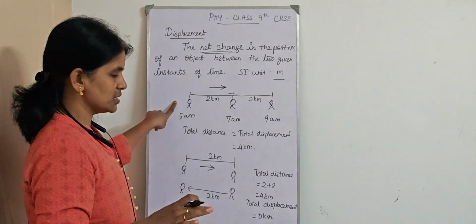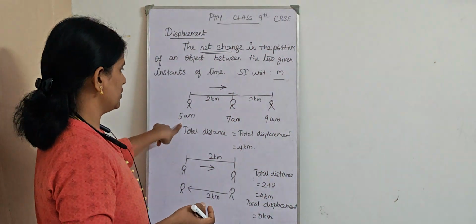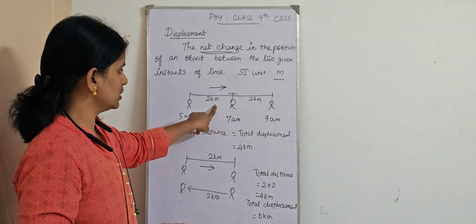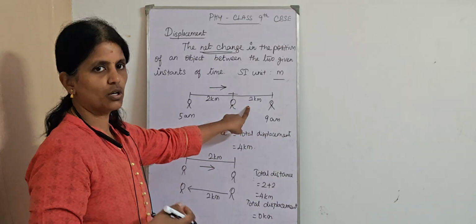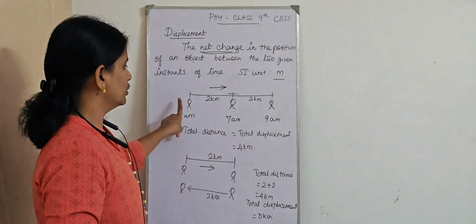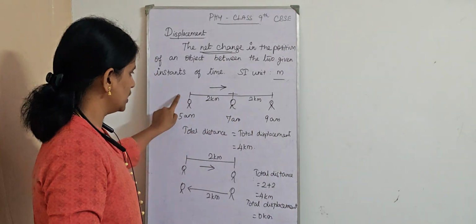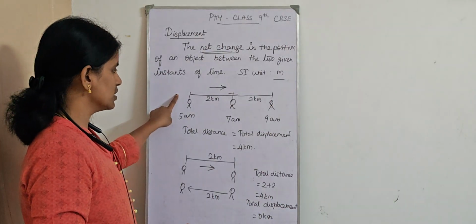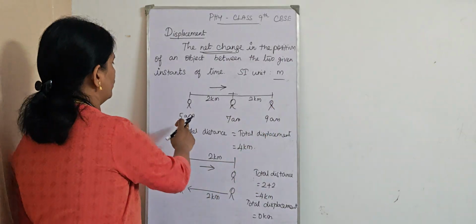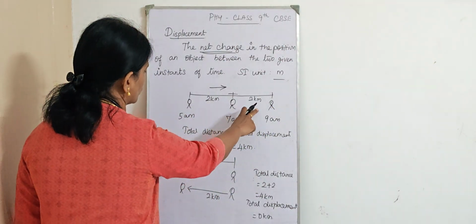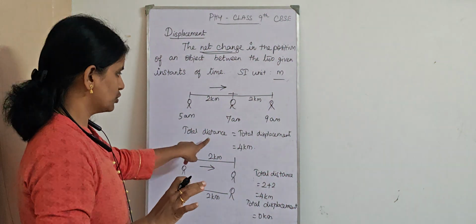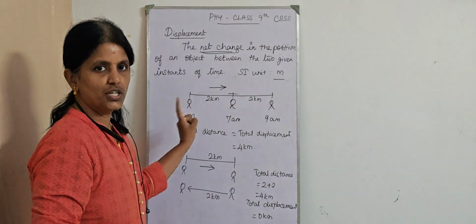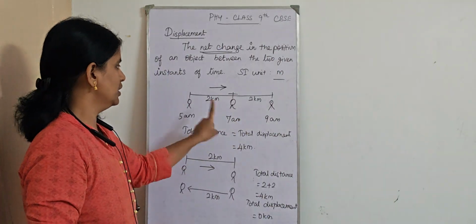At 5 am I am starting, the same case we took in the previous one. I am moving 2 km, and at 7 am I have crossed 2 km. Then from 7 am to 9 am, I am crossing 2 more km. So the total distance covered by the object in this case is equivalent to the total displacement. Here I am taking only forward motion. So from 5 am to 9 am, how much is the total distance covered by the object? It is 4 km. And the total displacement is the position change between the final and the initial stage.